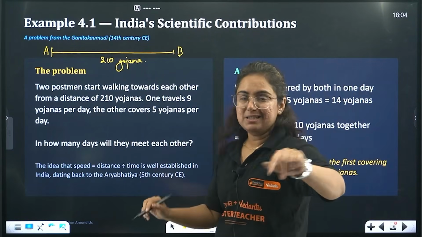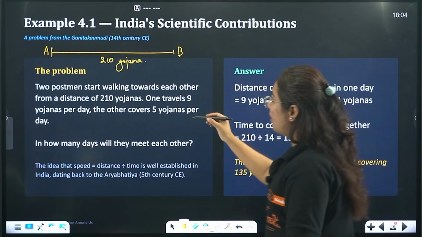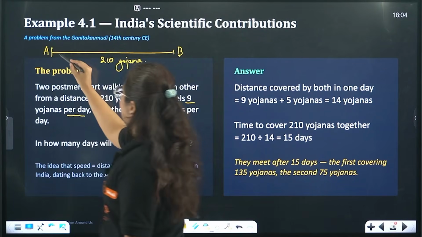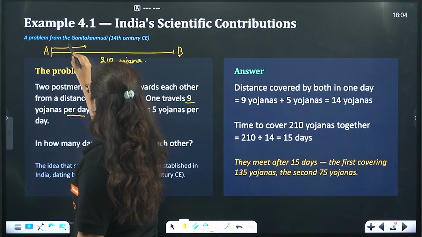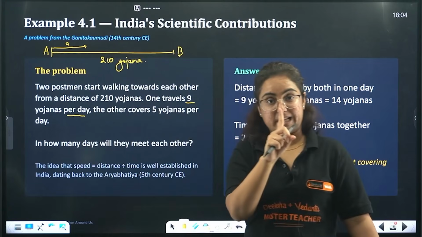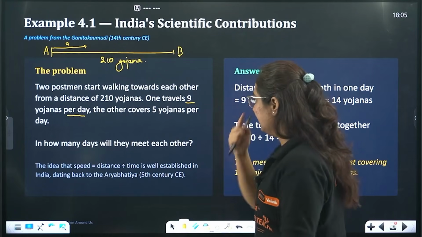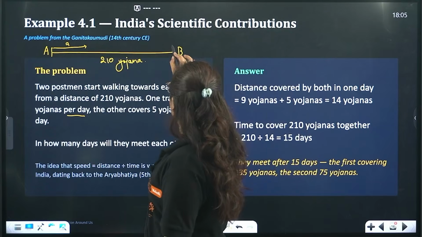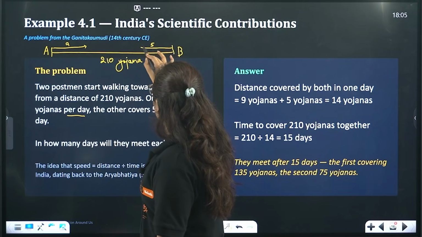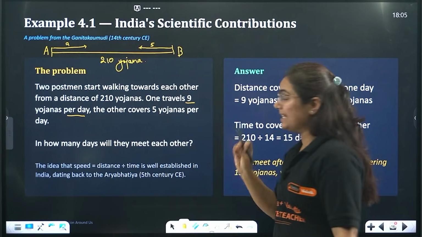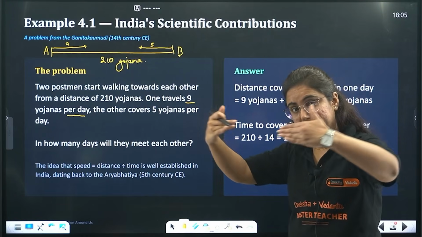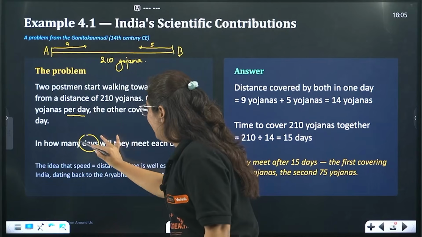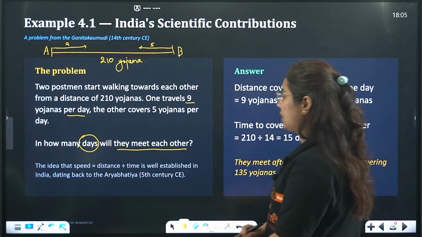Now the two people start moving towards each other. One travels 9 yojana per day. This person A is traveling 9 yojana in a single day. The other one is quite lazy like you, so the other one moves 5 yojana in a single day, towards each other. Now the question will be, in how many days will they meet each other?